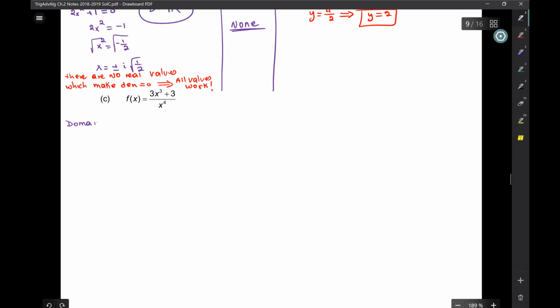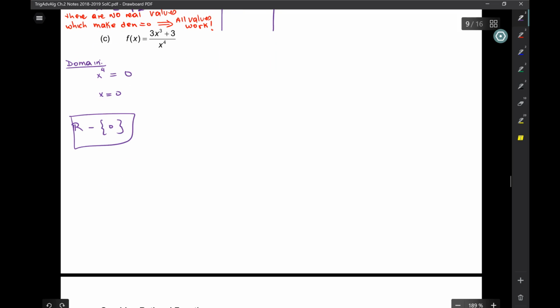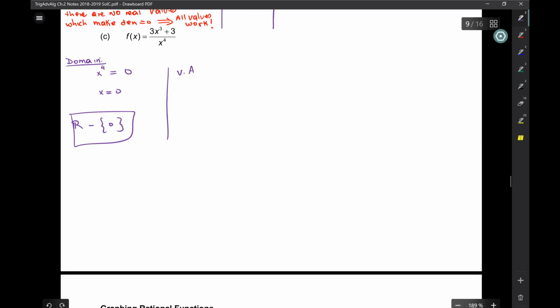Okay, let's do one more. Domain. Set denominator equal to 0. What do you think x equals here? 0. So, is it true that when you plug 0 into the x here, the denominator becomes 0? Yeah. So the domain is all real numbers minus 0. Okay. Vertical asymptote, set the denominator equal to 0. X equals 0.